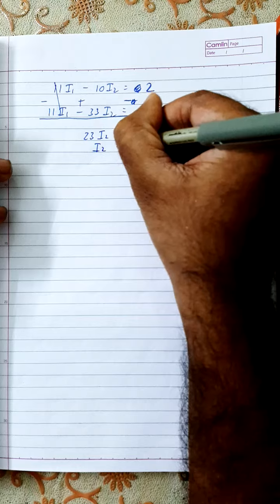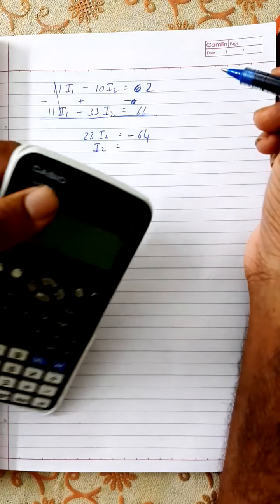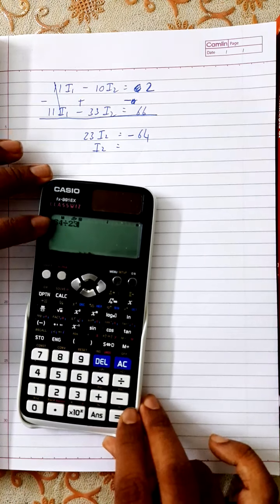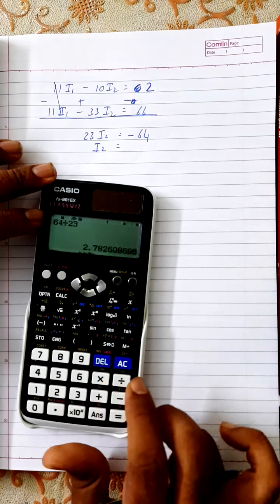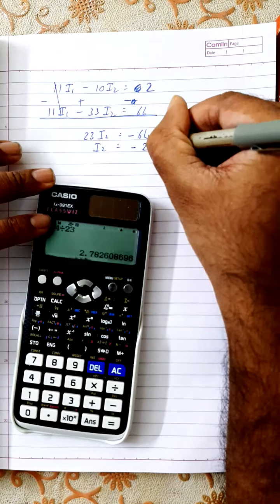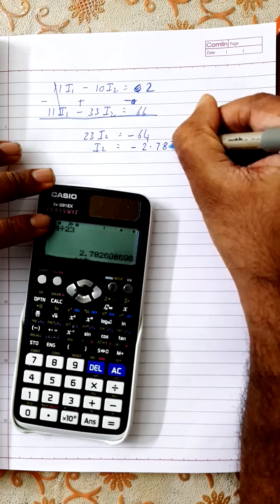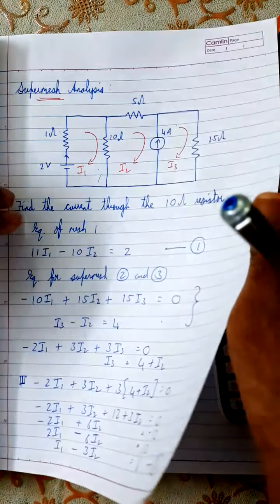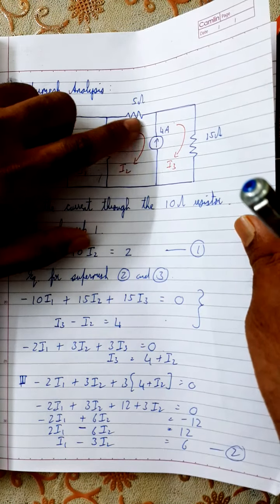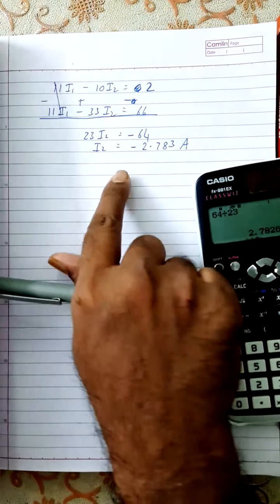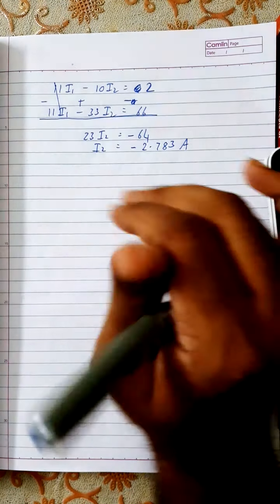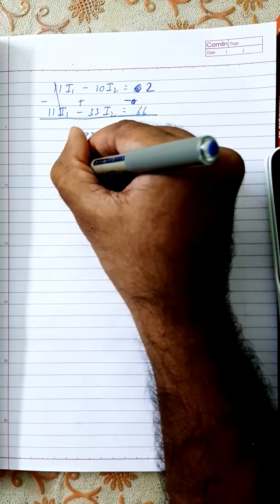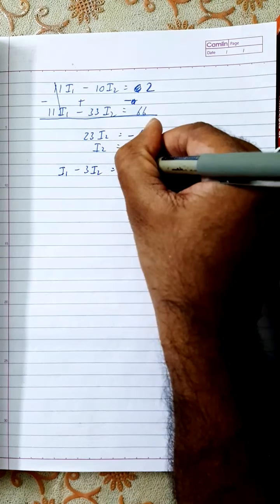Therefore I2 is equal to, let me see, minus 64 divided by 23, which is minus 2.783 amperes. Minus sign means the actual direction of the current is opposite to what you assumed. It means in reality current I2 is actually flowing the other way. That's what it means. Okay. So I found the value of I2. Now I need to find the value of I1. So what is the equation for I1? This is a simple equation, right? I1 minus 3 I2 is equal to 6.